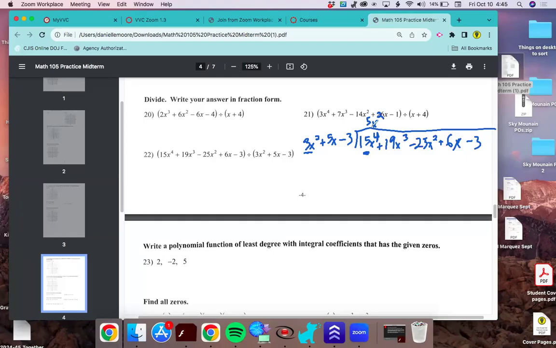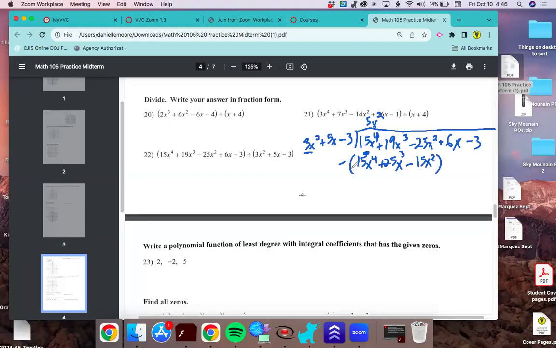And then 5x squared times all those things. Now we're in the timesing step. So here we go. 5x squared times 3x squared will be 15x^4, as it should be. We're hoping those will cancel later. 5x squared times 5x will be a plus of 25x^3. And then 5x squared times -3 would be a minus of 15x squared.